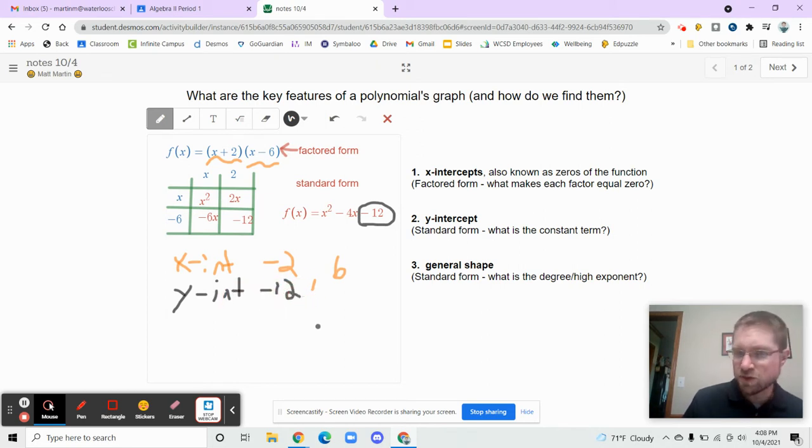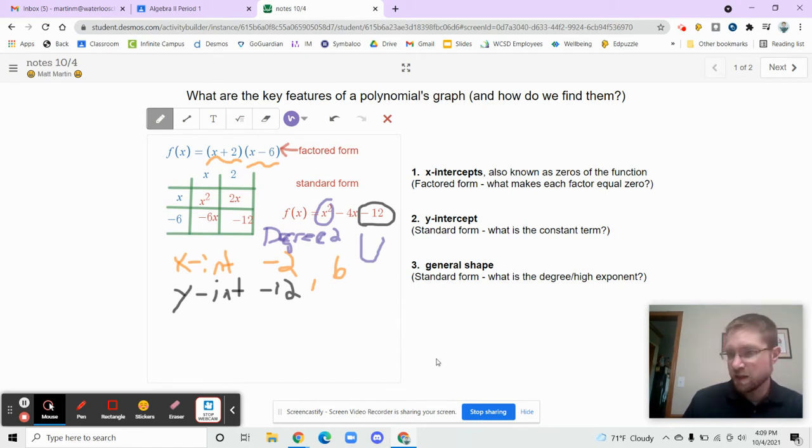And as far as the overall shape of this graph, that's related to the degree of our polynomial, which is the highest exponent that you see on a variable. In this case, I would say that this is a degree 2 polynomial, which means that its shape is going to be a parabola. Okay, it's a U-shaped curve if the highest degree is 2.